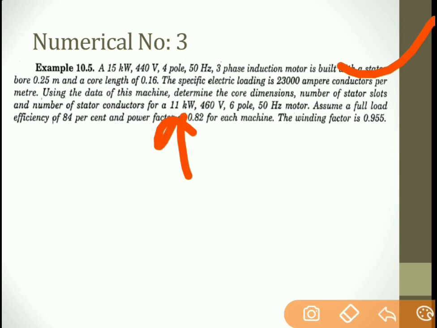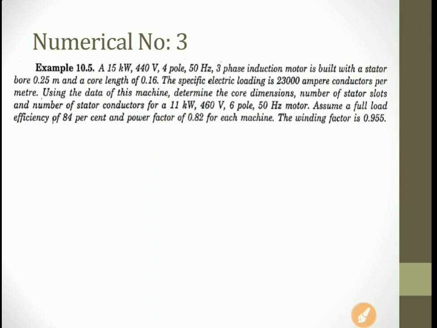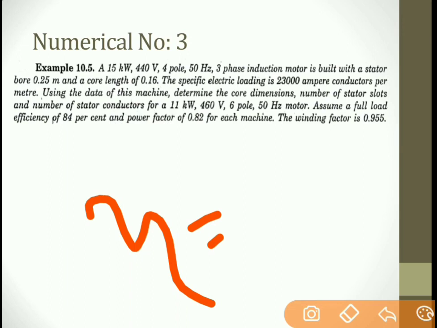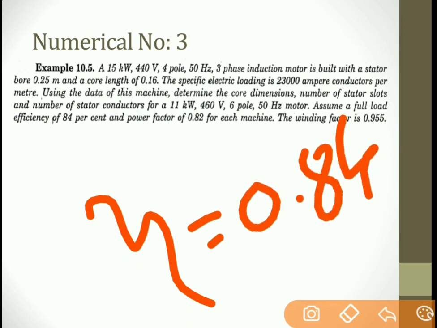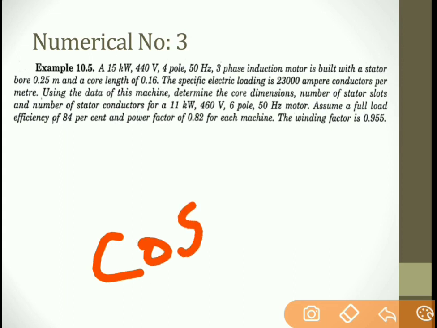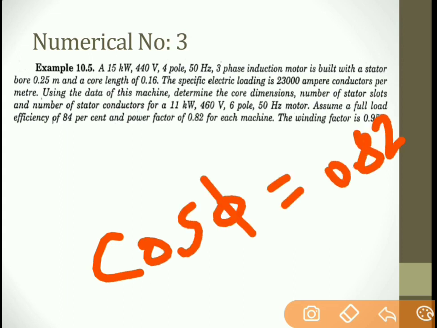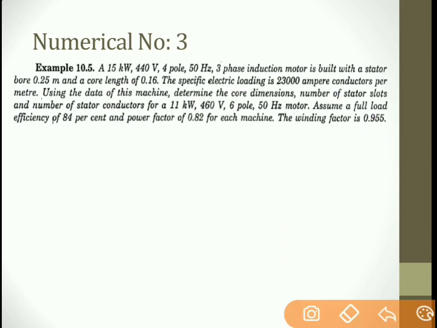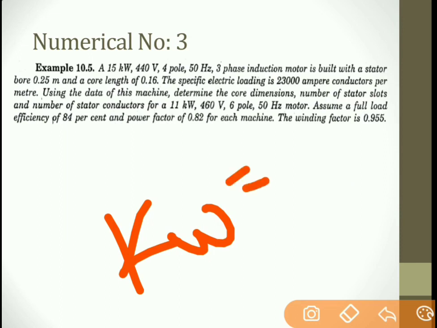Assume a full load efficiency of 84%, meaning efficiency to be considered as 0.84, and the power factor, cos phi, is to be considered as 0.82 for each machine. The winding factor, one more thing, Kw, is given in this problem. Kw is equal to 0.955.